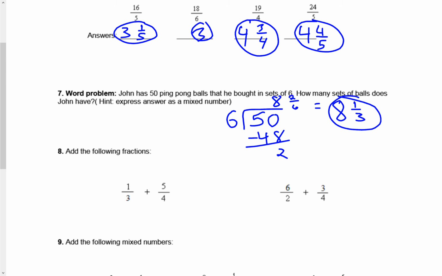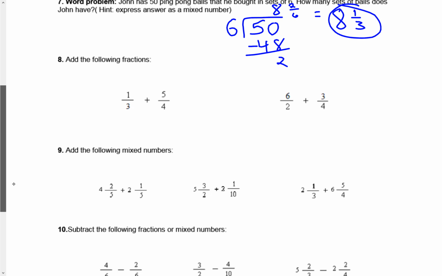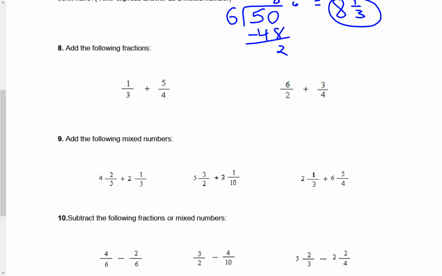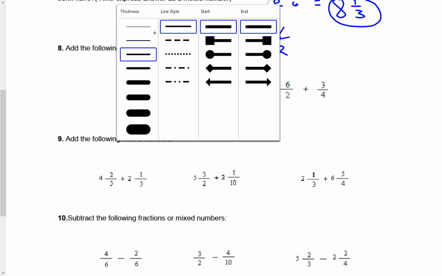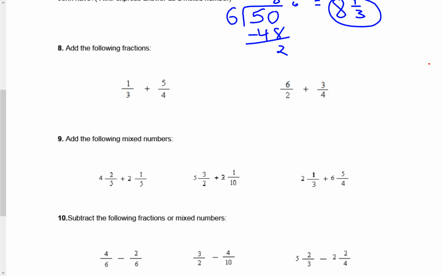All right, let's keep going. Let's do some adding and subtracting. Number 8 is adding just regular fractions. Let's do the second one first. There is a little reason why. It's because it takes one less step to do it. Now remember, with adding and subtracting, you need to have a common denominator. You don't have to do that for multiplying and dividing, but these you do.